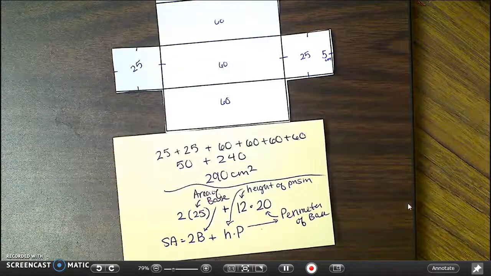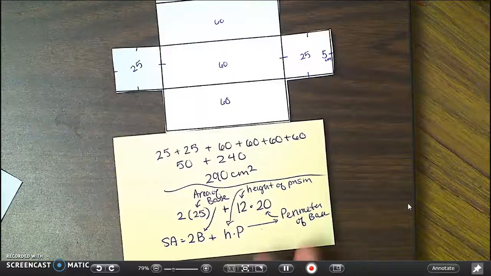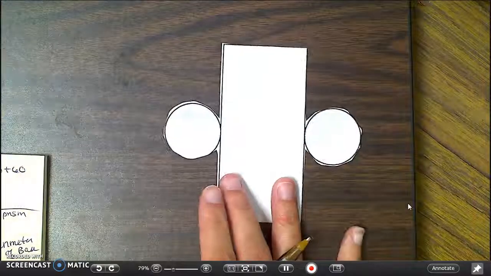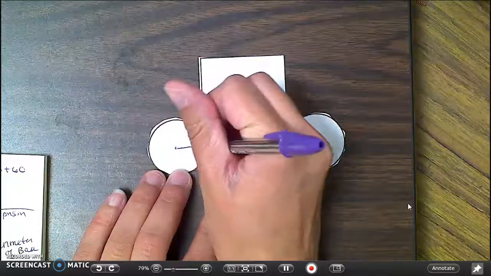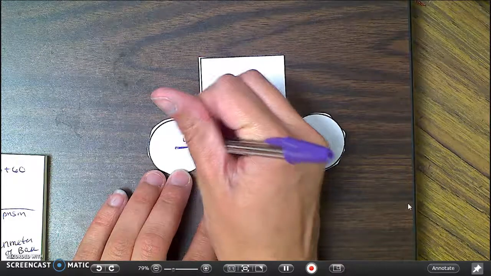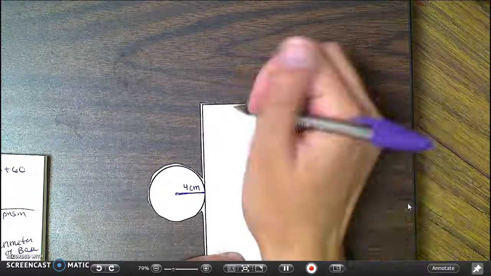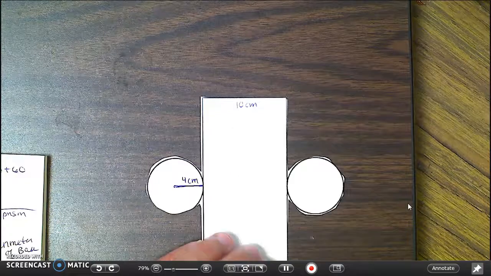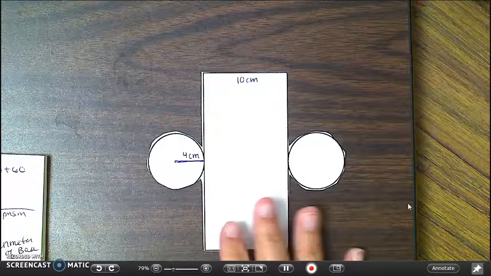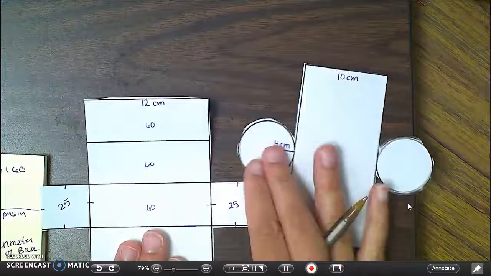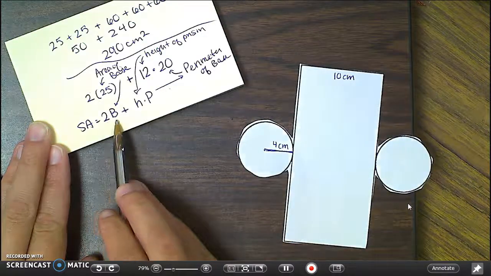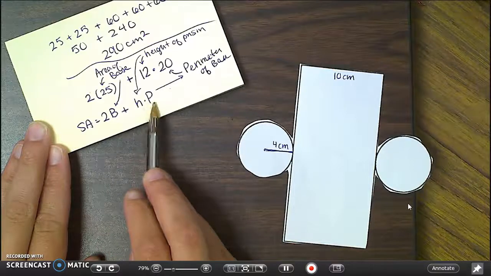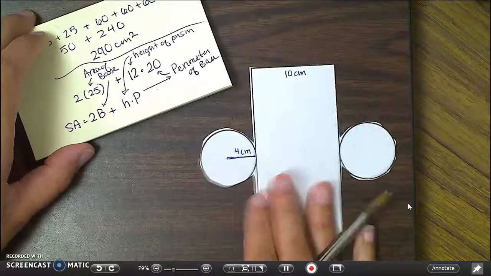Now the next guy that we have is very similar because it also has 2 bases, and that's this shape, except its bases are circles. So I'm going to give you a little bit of different information now. We're going to say that the radius of the circle is 4 centimeters. And then I'm going to tell you that the height of the prism, so between the 2 bases, is 10 centimeters. So this one is the same as that one. The only difference is the base shape. So you should use our formula, surface area equals 2 times the area of the base plus the height times perimeter. So try doing this cylinder guy like that.